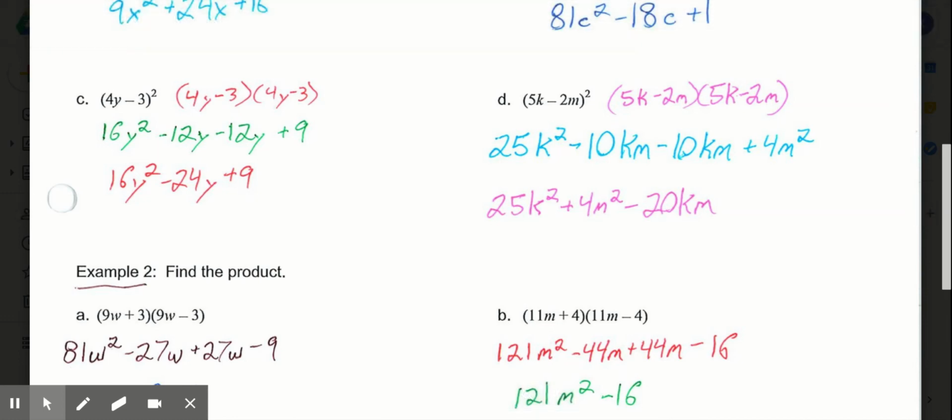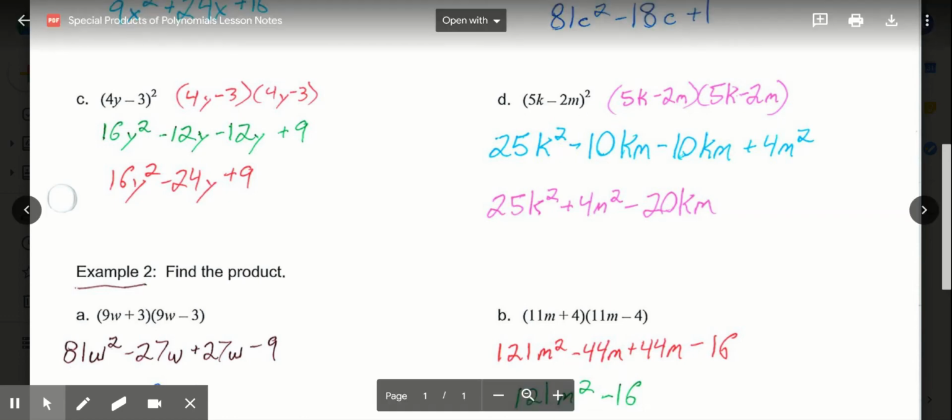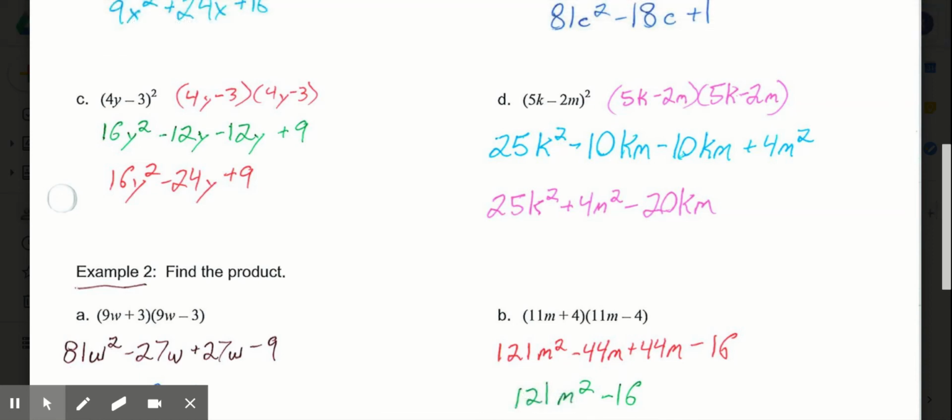So in D, 5k minus 2m squared. So I could use my FOIL method, or I can use my rule, and we would have 5k times 5k, giving us 25k squared. Then in the middle, minus 2ab, which would be minus 20k times m. And then the last part, plus b squared, negative 2m squared is a positive 4m squared.